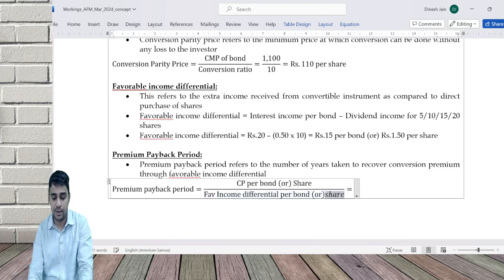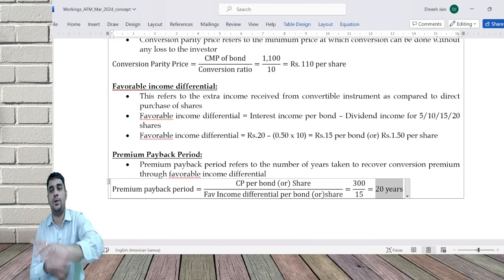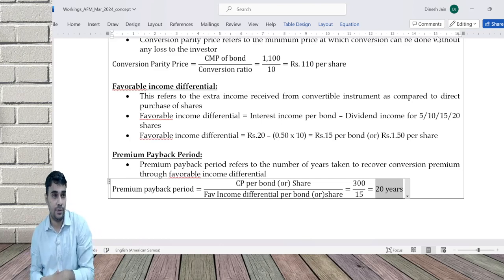In this example, tell me what is the conversion premium? 300. What is the favorable income differential? So it will take 20 years to recover the money, which is technically not a good example because I should have framed the question differently, but it will take 20 years for me to recover the premium. Within that, the conversion itself will happen. Any doubts on this?